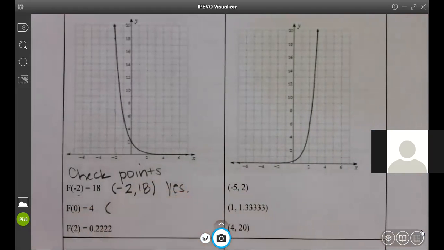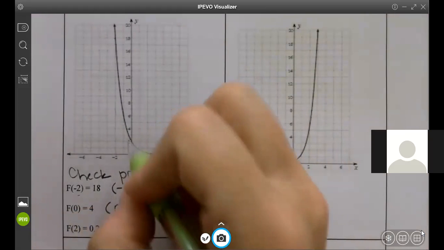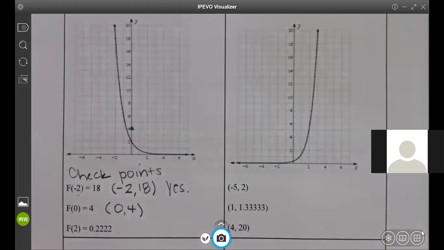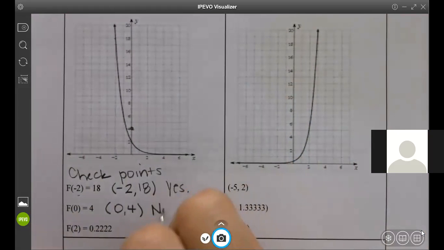0, 4. Look at it. So I'm going to go to 0 and up 4. Is that point on the line? No. So we just put a no. The next coordinate that I'm going to check.